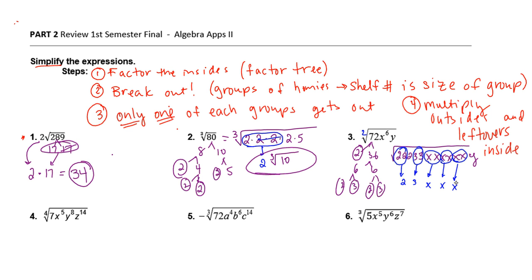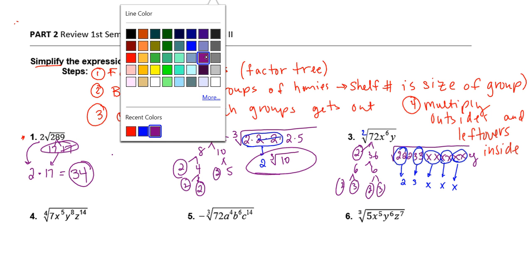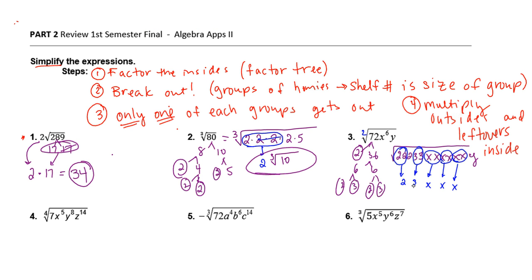Then if you multiply everybody that's on the outside, you go 2 times 3 is 6, x times x times x is x squared, or sorry, x cubed. So our final answer is 6x cubed. Now we still have this 2 and this y underneath the radical. So we got to still put those inside the jail. That's it.